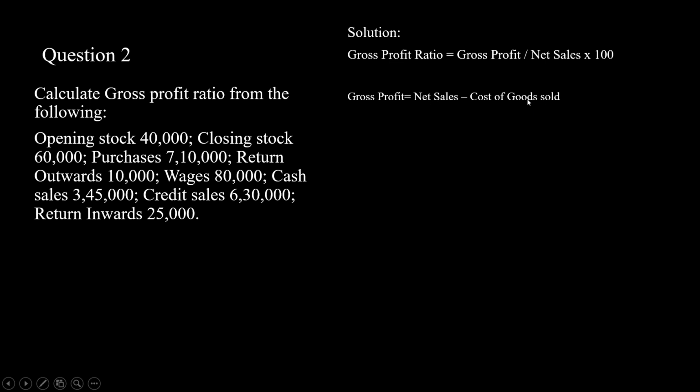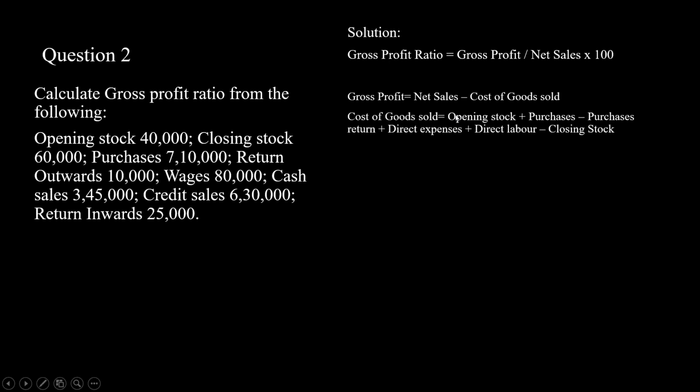Now what is net sales and what is cost of goods sold? Also you should know what items come under cost of goods sold and what come under net sales. From these items you have to find out the cost of goods sold and the net sales. Now what will be the cost of goods sold? You put it in the formula again. What is included in the cost of goods sold? We have opening stock plus purchases minus purchase return plus direct expenses plus direct labor minus closing stock.